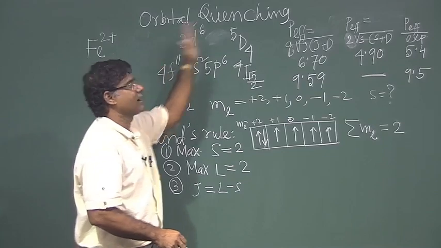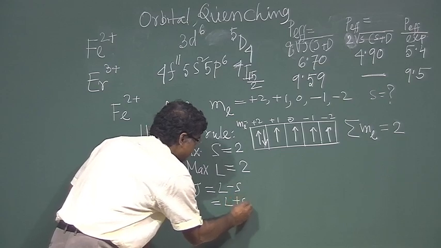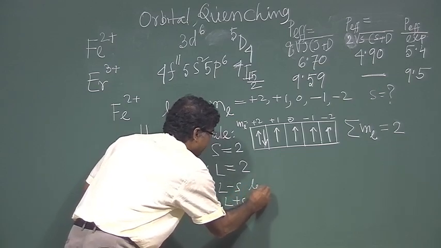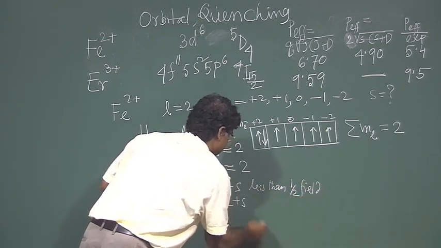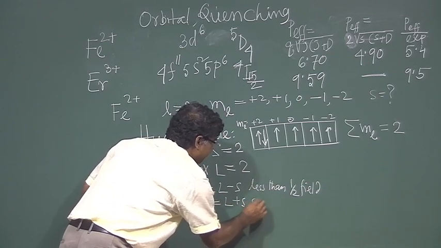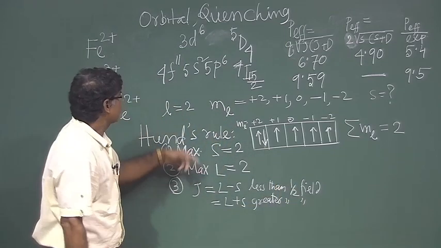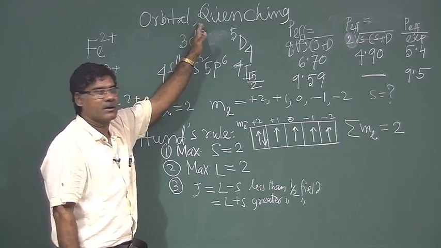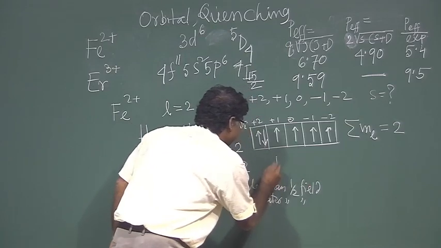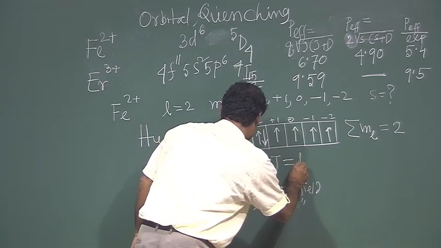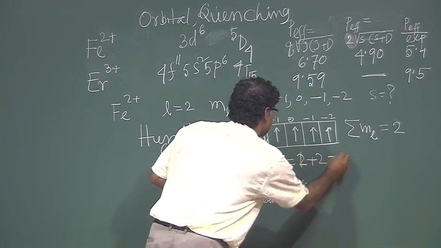If it is greater than half filled, J will be L plus S. Less than half filled, and greater than half filled. Half will be 5, so it is 6, greater than half filled. So J will be L plus S, which means 2 plus 2 equals 4.